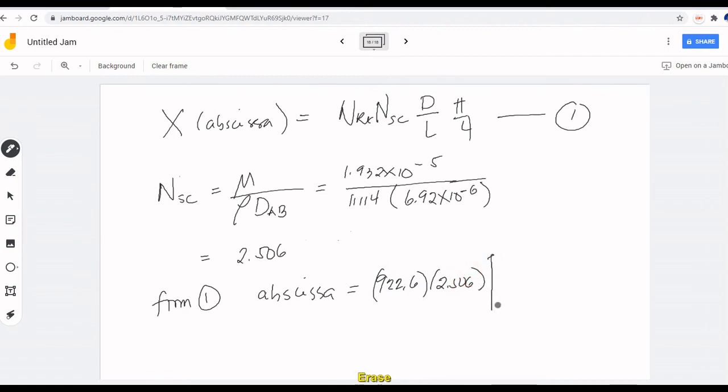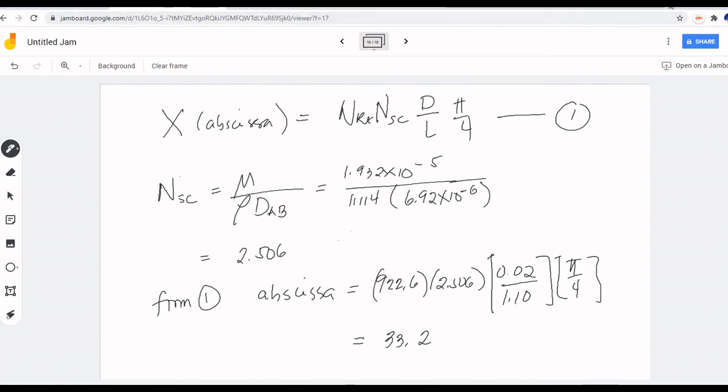We multiply it to the diameter, which is 0.02, the length, which is 1.10, and of course we have the constant pi over 4 at the last part of the formula. The abscissa value for that figure is 33.2. Okay, that's 33.2 for the abscissa value.